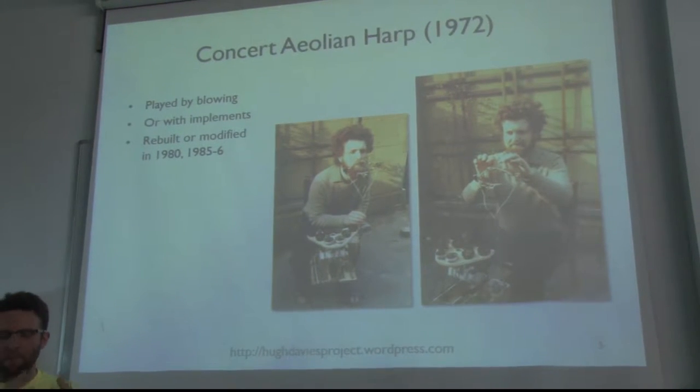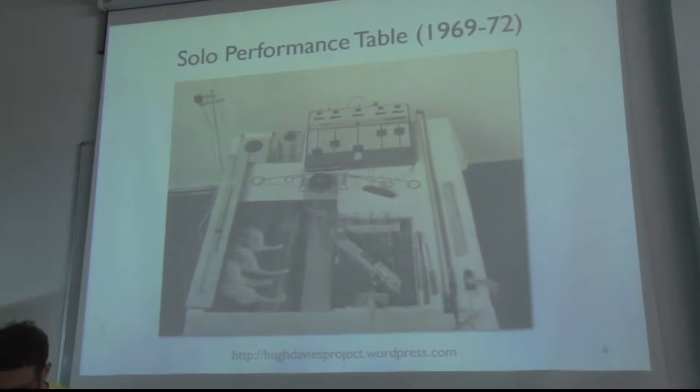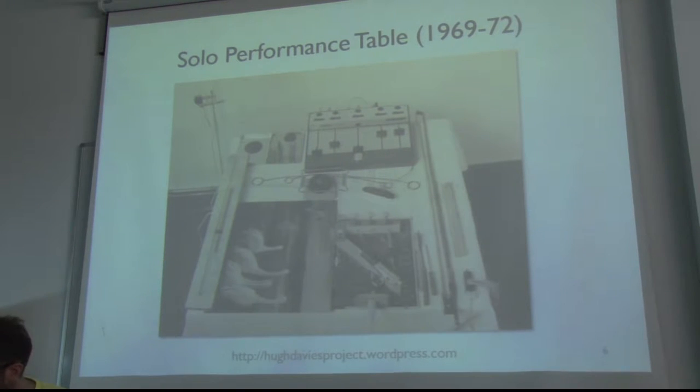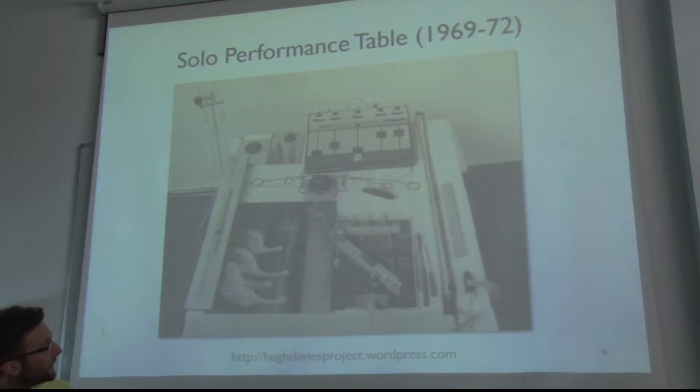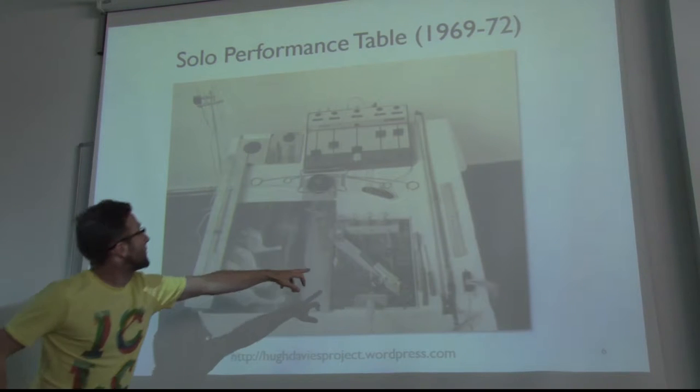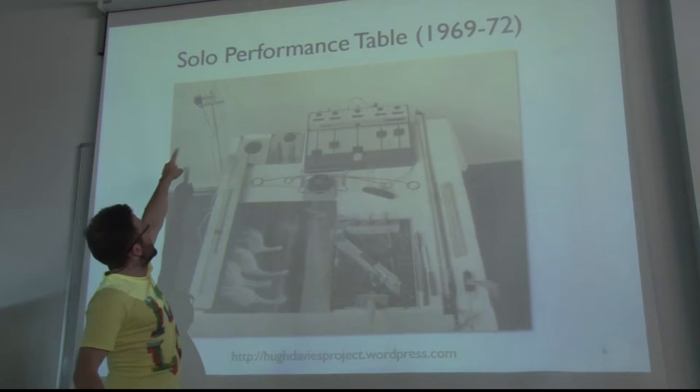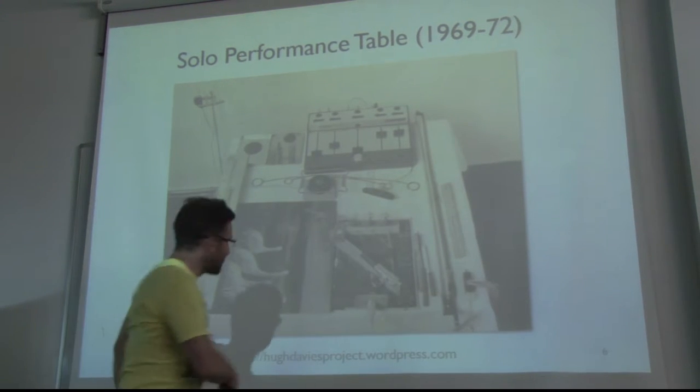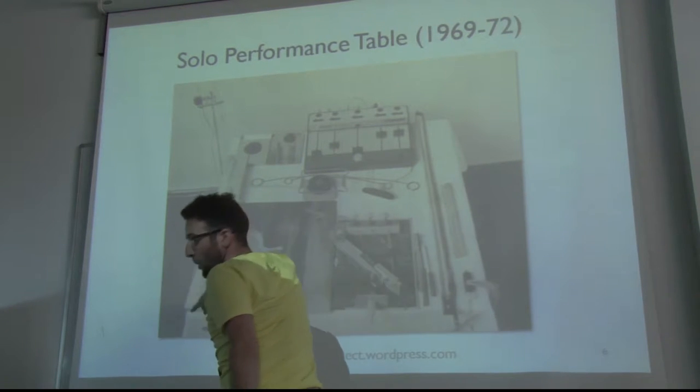Davis combined several instruments in what was effectively, if you like, a compound instrument that he referred to as his solo performance table. This incorporated the three instruments that I've already mentioned. So there's the Schozig there. Can you see the cursor? There's the Schozig there, the concert Aeolian harp, and at the side, one of the springboards.